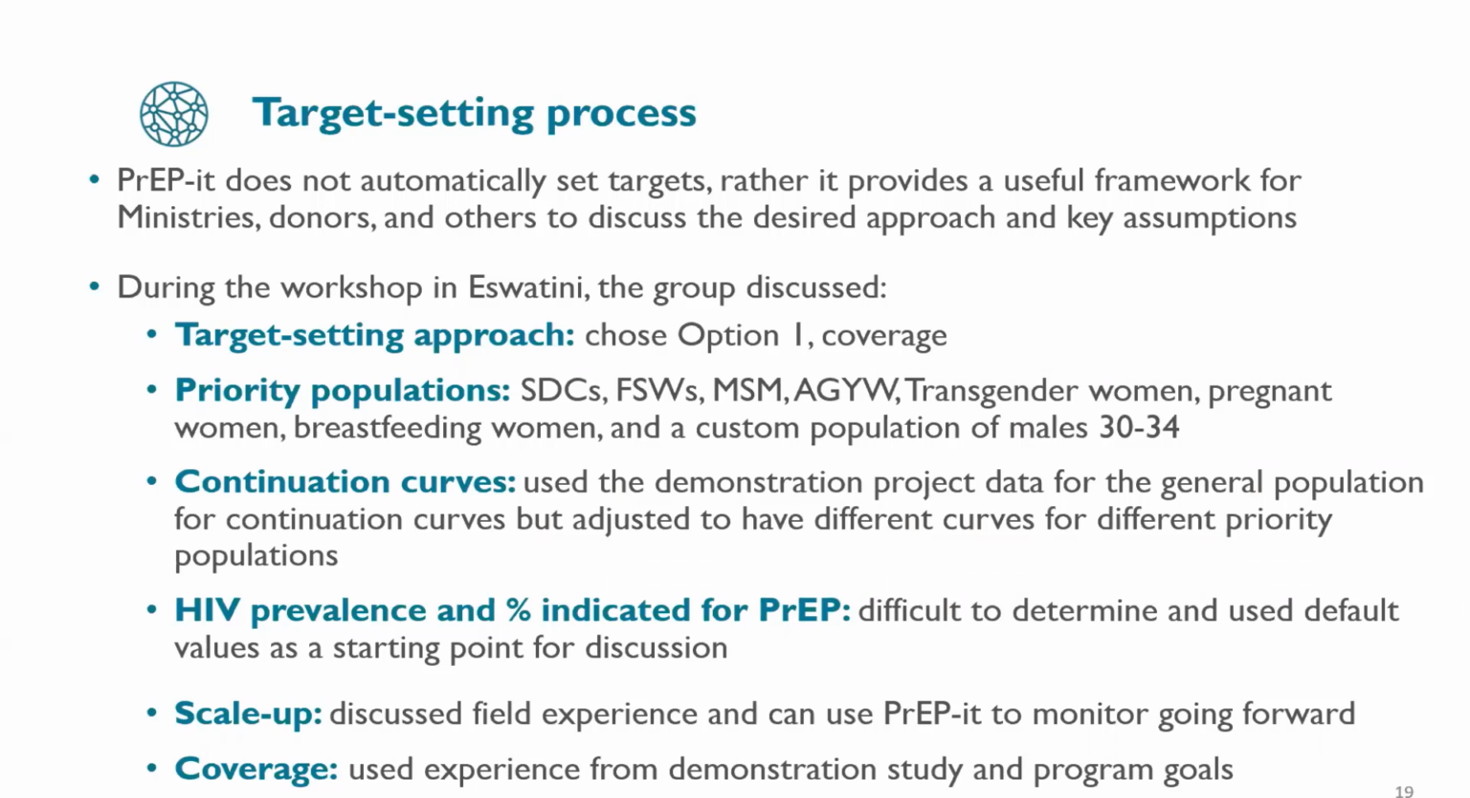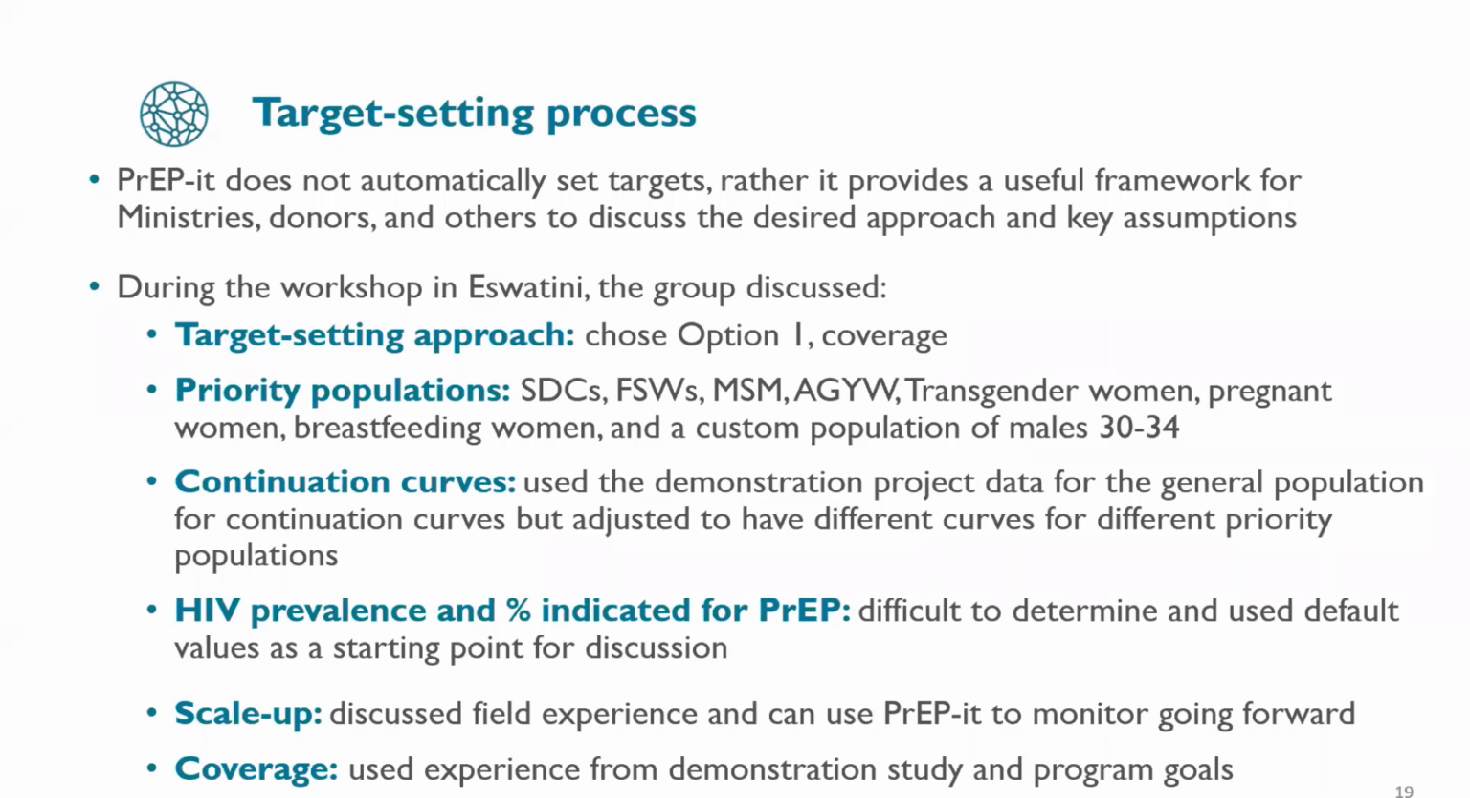What we also saw using this tool, we're able to come up with continuation curves for the general population based on the demonstration project data, the continuation rates, and we're also able to use the same continuation rates that we got from the demonstration projects for the different priority populations. So this tool helped us to understand the consequences of changes in the continuation rates.